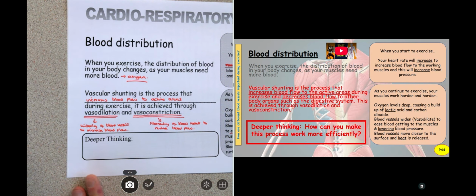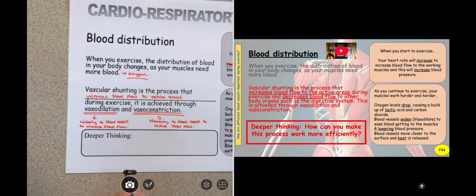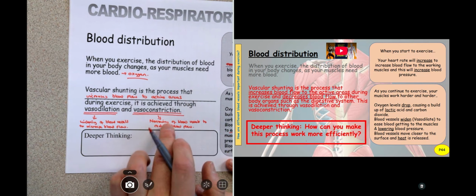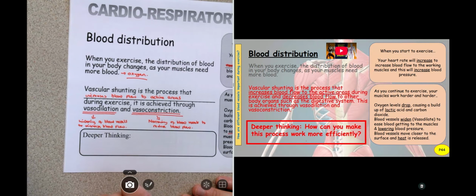Again, how can you make this process work more efficiently? It's why things like not eating before exercise matter, because you're going to be trying to prioritise blood flow to two different areas. It's why a lot of the time you'll feel sick afterwards. So it's about eating at the right amount of time to allow the blood flow to go to the areas where it's most needed.